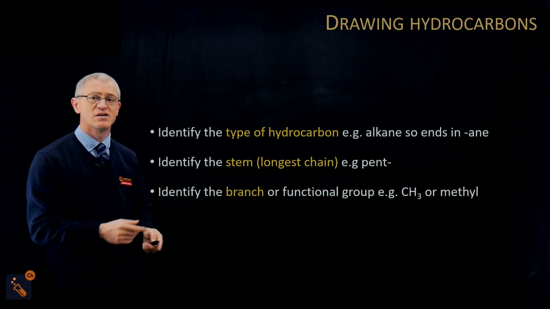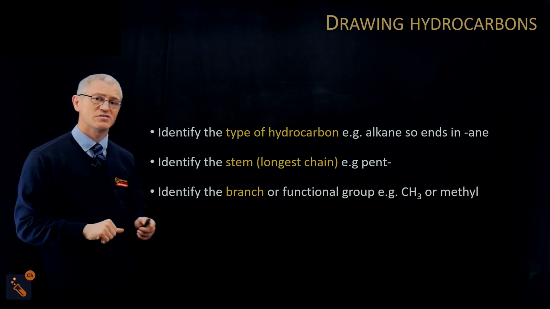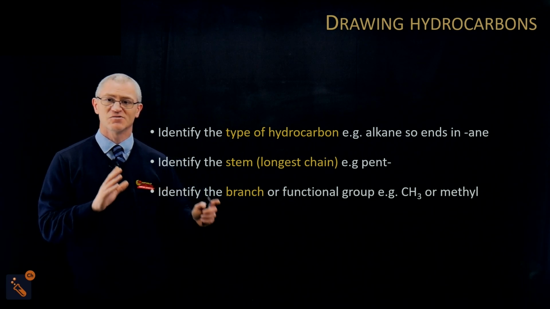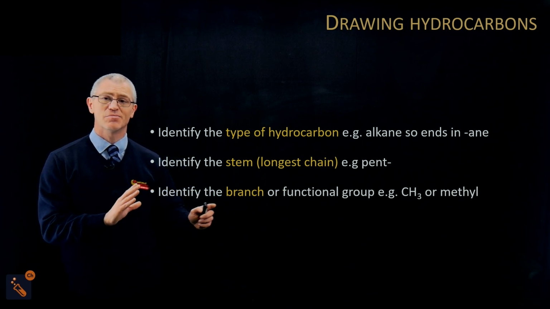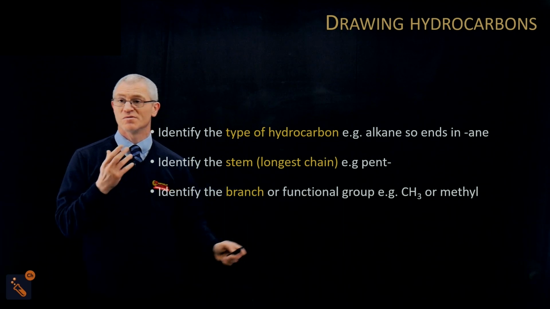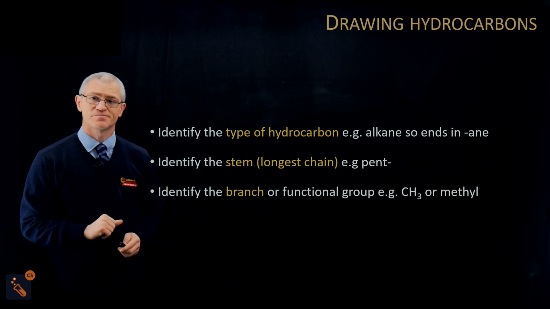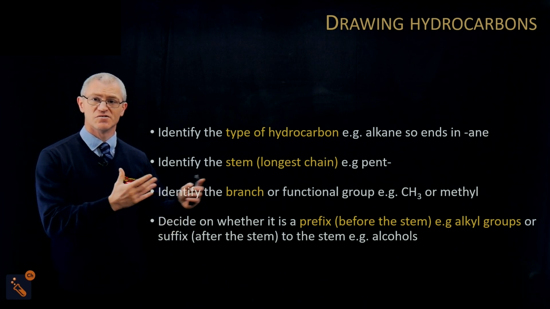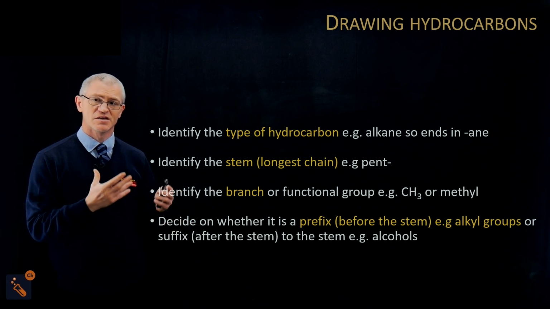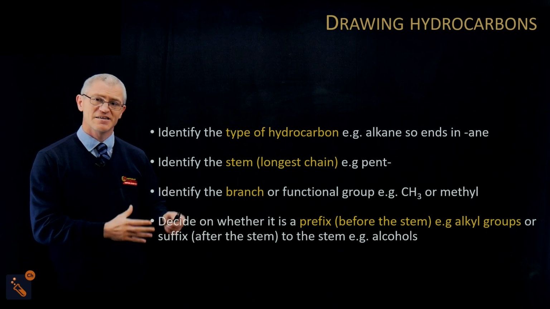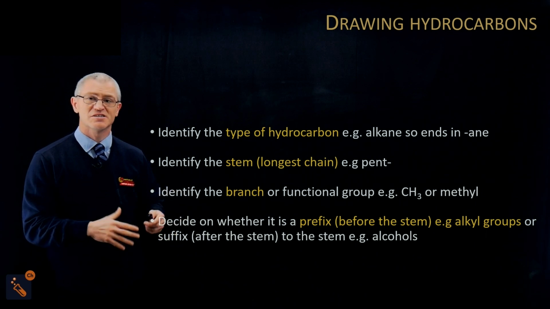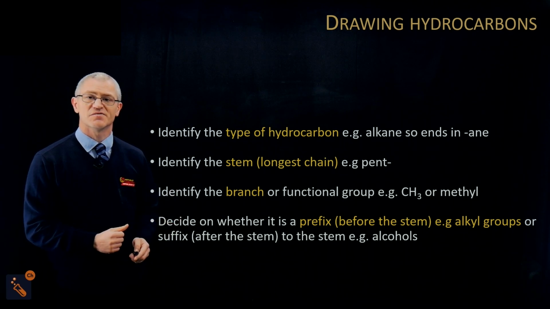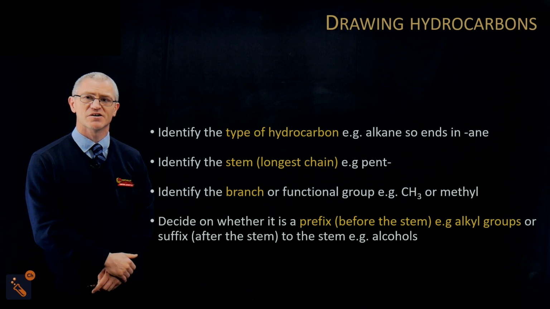Identify the branch. This is the branch coming off the longest chain, and we put the branches as alkyls, so Y-L, and we identify the number of carbons in that branch. For example, one carbon would be methyl. Then we decide whether it's a prefix or a suffix on this longest chain, this stem. Today, the alkyl groups, all those branches, are always going to be a prefix, but in other ones you might find they're a suffix. But we'll talk about that when we get into other functional groups.